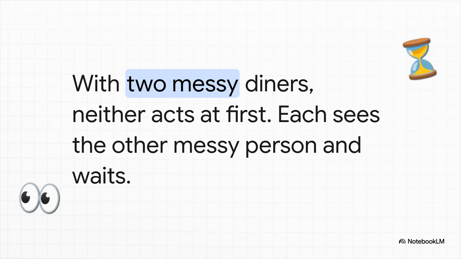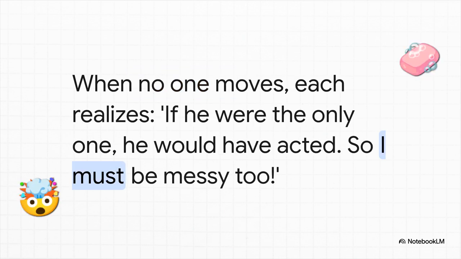So after that first bell rings, crickets. Nothing happens. And this is just brilliant. It perfectly illustrates the power of common knowledge. The silence, the fact that nothing happened, becomes brand new information. Alice realizes, wait a minute, if Bob were the only messy one, he would have known it and acted already.